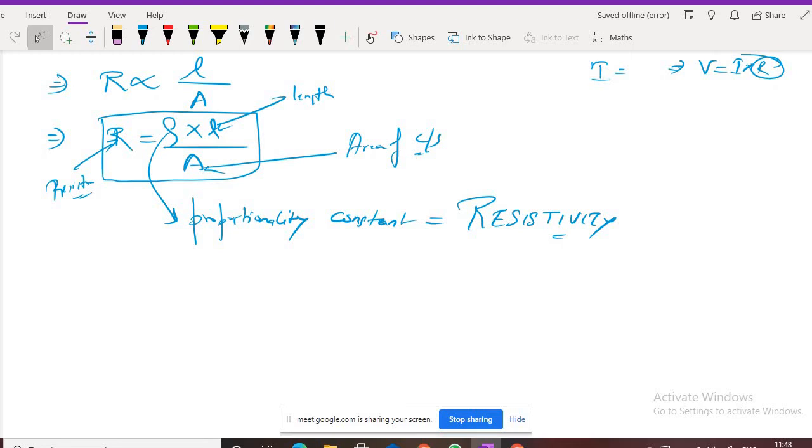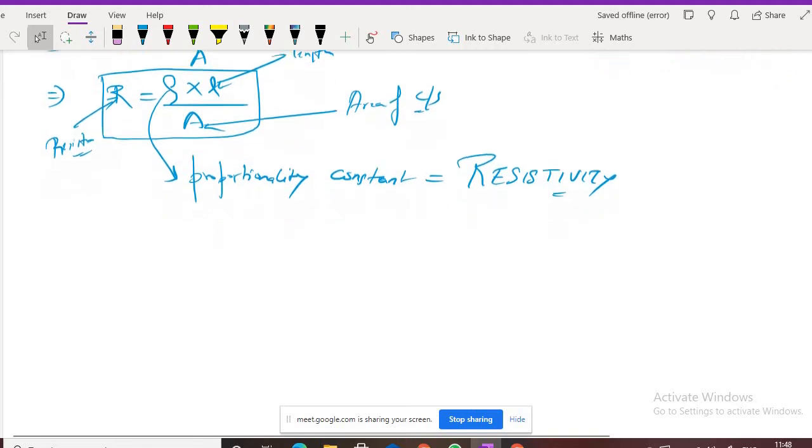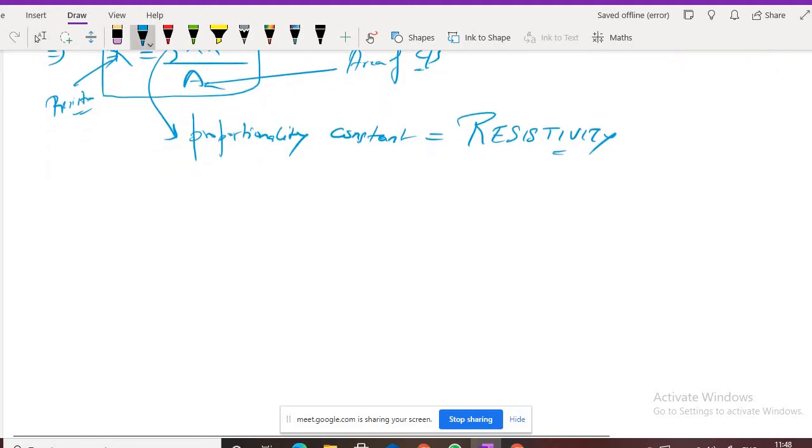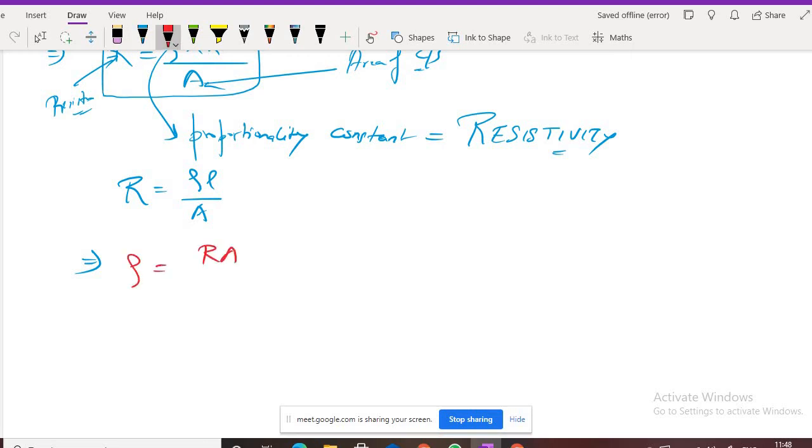Now, sir, you have given us the formula of resistance, that R is equals to rho L by A. So can we write it like this, sir, rho is equals to R A by L? Can we write it like this?